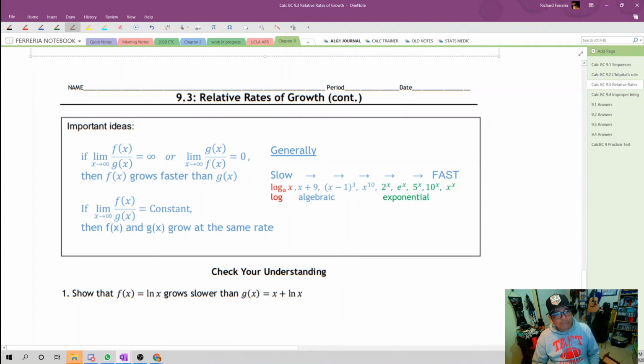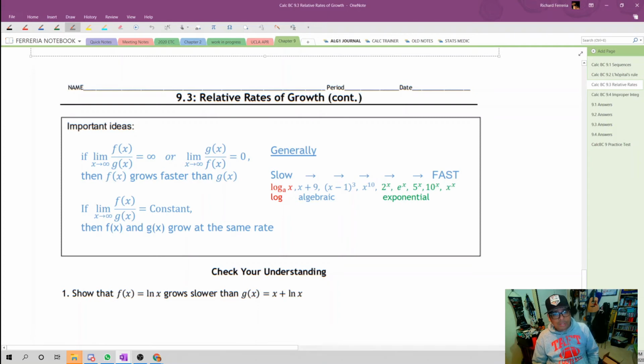Of course, logarithmic functions are the slowest functions. Algebraic functions are the next slowest, and these can be ordered by the power. So a function that is a third order function is slower than a function that is a 10th order function. And then finally we come to exponential functions, which are among the fastest functions. And of these, the bigger base is going to grow faster.